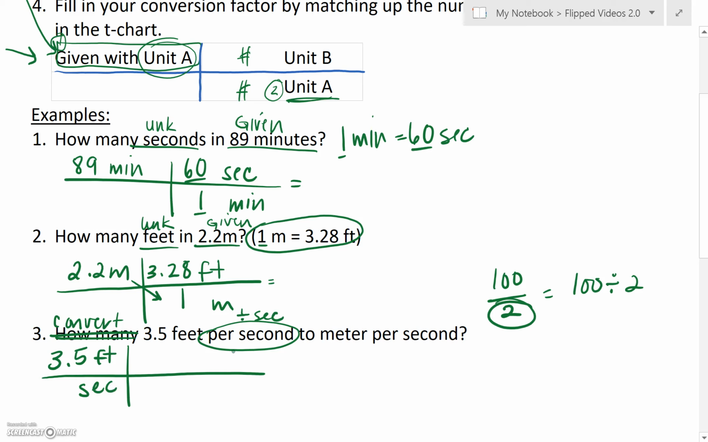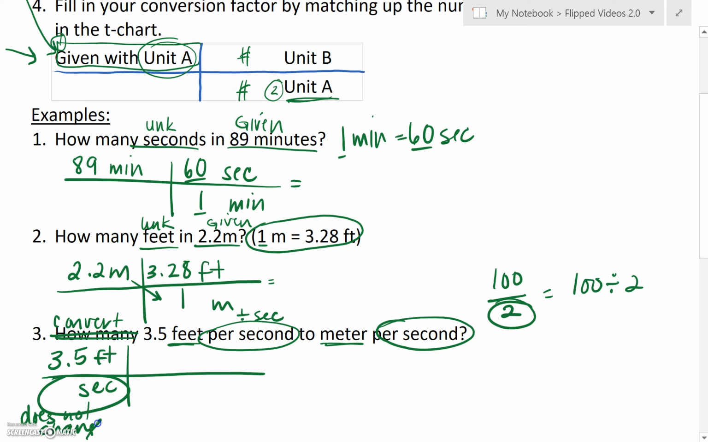Now, what am I really trying to convert? When I look here, it says feet per second to meter per second. It looks like meter per second is the same thing, only the difference is that right here is feet, and right here is meter, but the per second part is the same. So really, this per second part isn't going to change. It does not change.